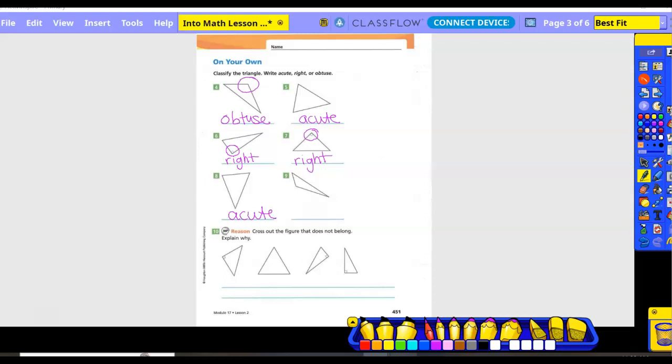Number nine, am I looking at the top, the bottom, or the far right? The bottom. It's kind of hard to say that. So what type of angle is that? Obtuse.